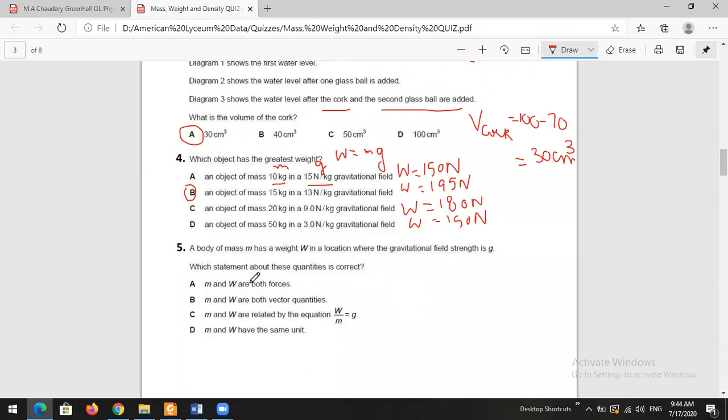Number 5. A body of mass m has a weight w in a location where the gravitational field strength is small g. Which statement about these quantities is correct? m and w are both forces. Wrong. m is mass. Both are vector quantities. Wrong, because mass is a scalar quantity. m and w are related by the equation w is equal to m over g. Yes, this one is correct, because if we manipulate the equation w is equal to mg, it can be written as g is equal to w over m. And option D is also incorrect because it says mass and weight have the same unit. It is incorrect because mass has unit kgs, whereas weight's unit is newtons.